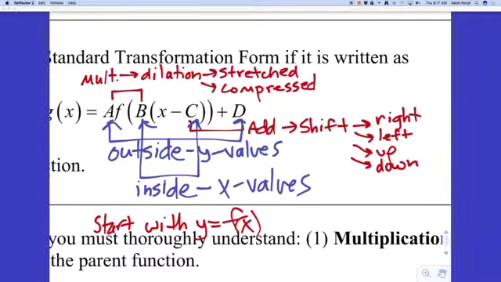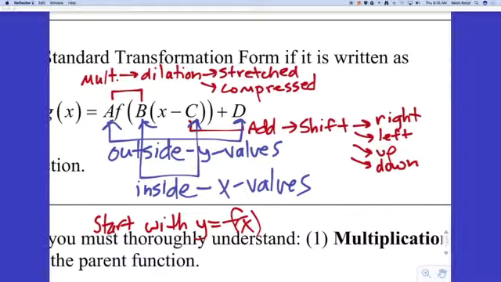A, then, is going to be a vertical stretch or compression. B is going to be a horizontal stretch or compression. C is a horizontal shift, left or right. And D is a vertical shift, up or down. Okay? Now, there's one other thing that A and B can do.